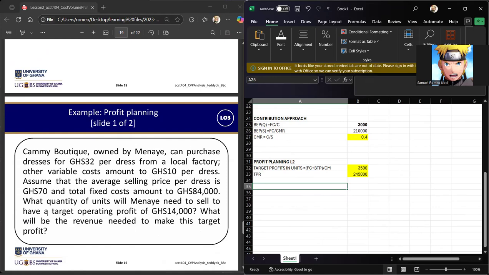So we've done this one. Yes, this is the equation approach. Sorry, so let me teach you the contribution margin approach.